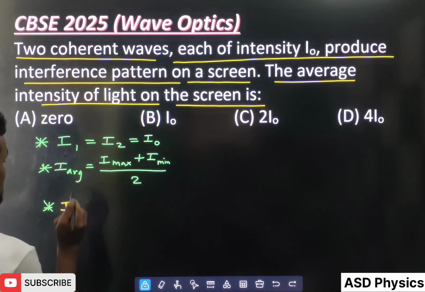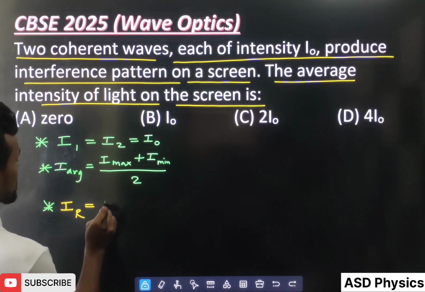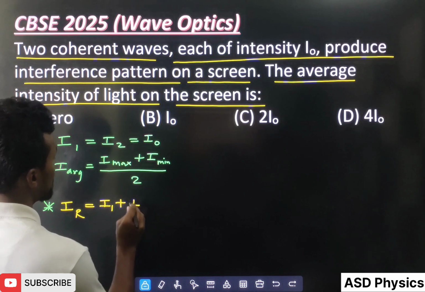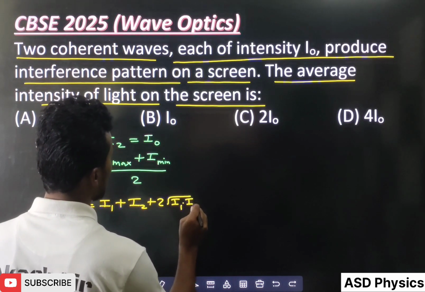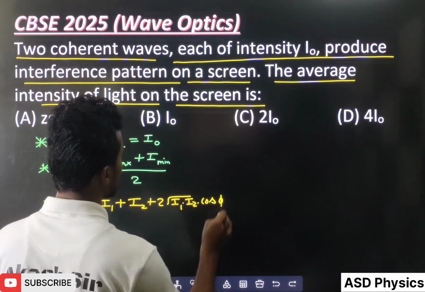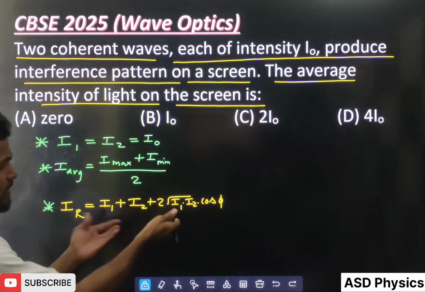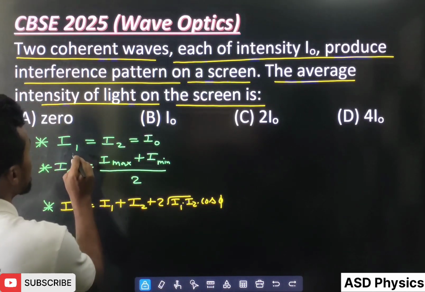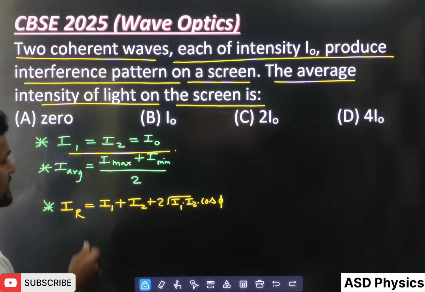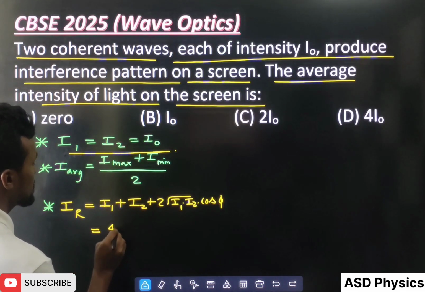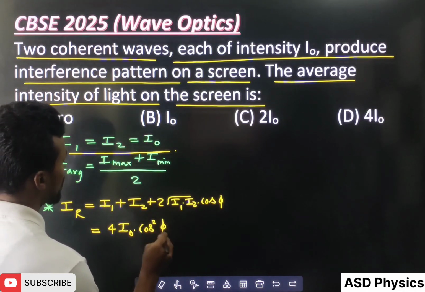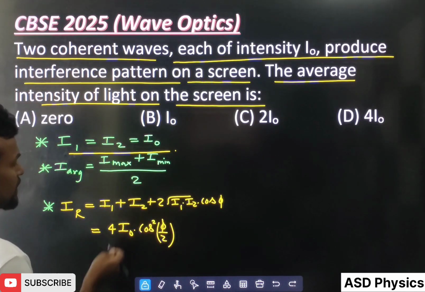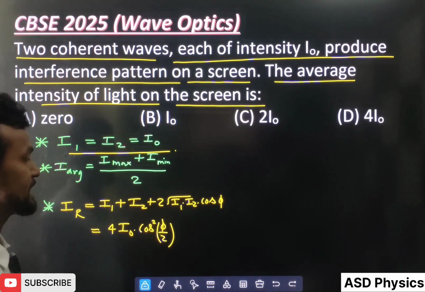What is the intensity formula? The resultant intensity formula is I1 plus I2 plus 2 root I1 I2 cos phi. If the intensities are different, you can use this formula. But when the intensity is the same, like I1 is I naught and I2 is I naught, when you simplify this, the formula comes to 4 I naught cos square phi by 2, where I naught is the individual intensity.